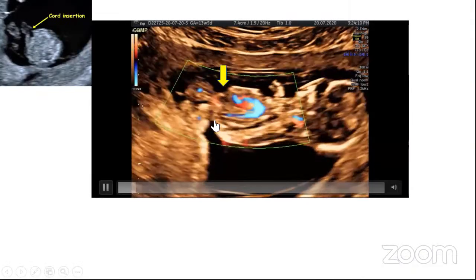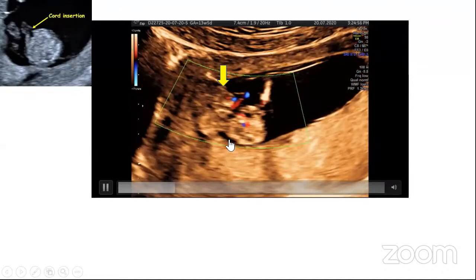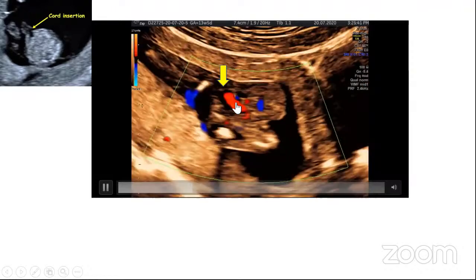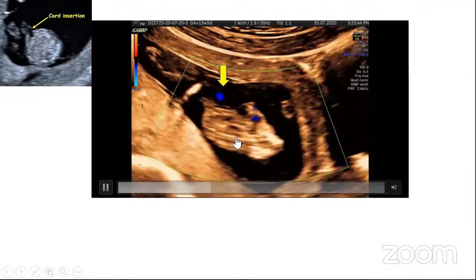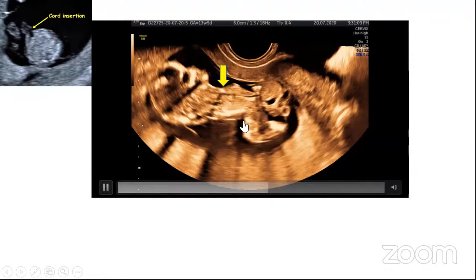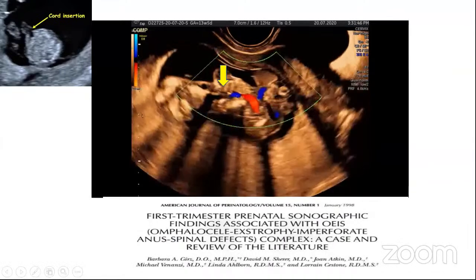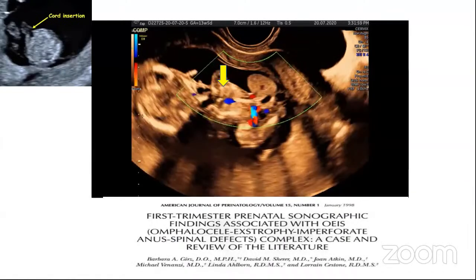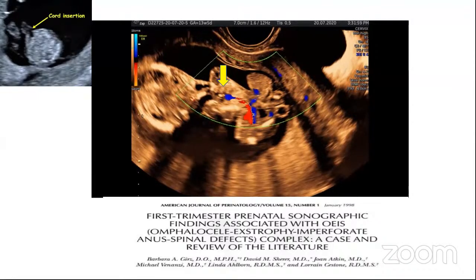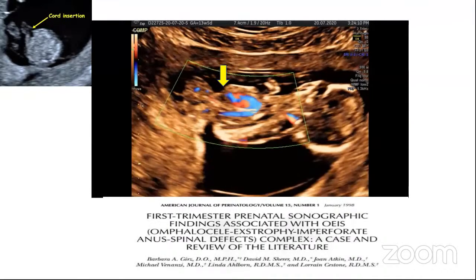When we saw this fetus, we initially thought it's gastroschisis. Then we thought it's exomphalos. However, the problem was a large anterior abdominal wall defect. This was the insertion of the umbilical cord. And along with the anterior abdominal wall, there was a spinal deformity. We can see the kyphoscoliosis. So when we searched for such cases in the literature, we found that this most probably was the first trimester manifestation of omphalocele, exstrophy, imperforate anus, spinal defect, so OEIS complex. The only thing which we cannot assess at this point of time is the anus, the imperforate anus.